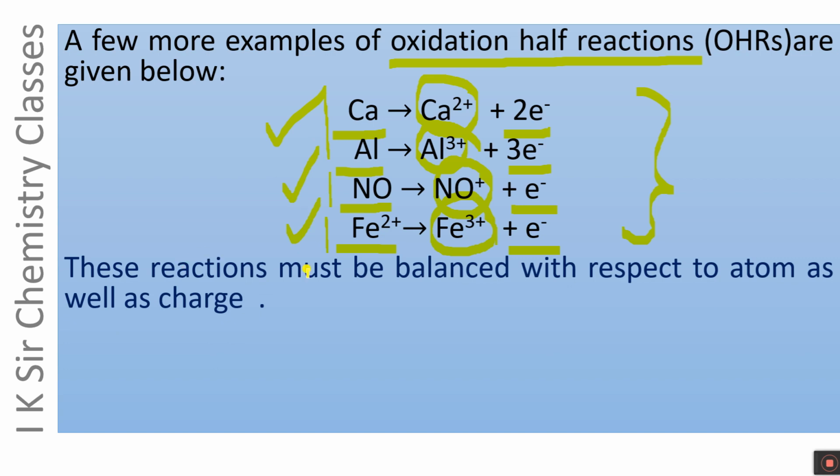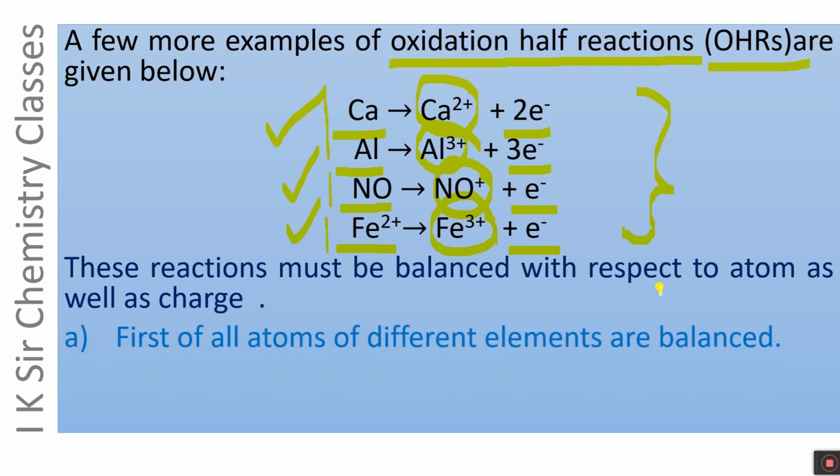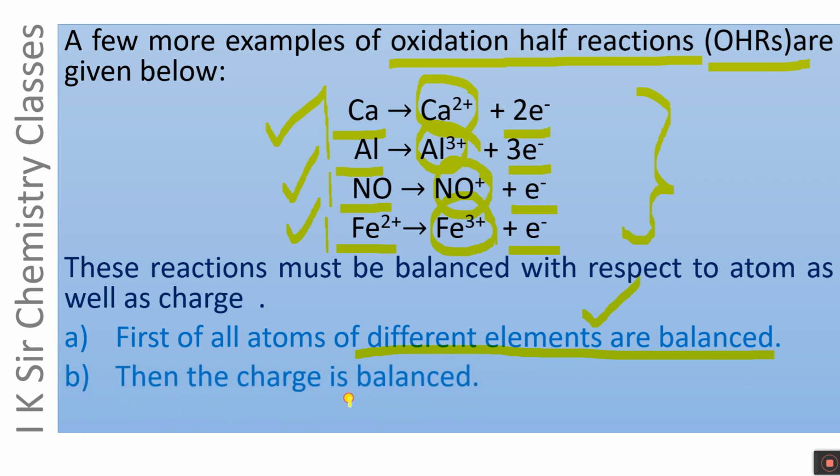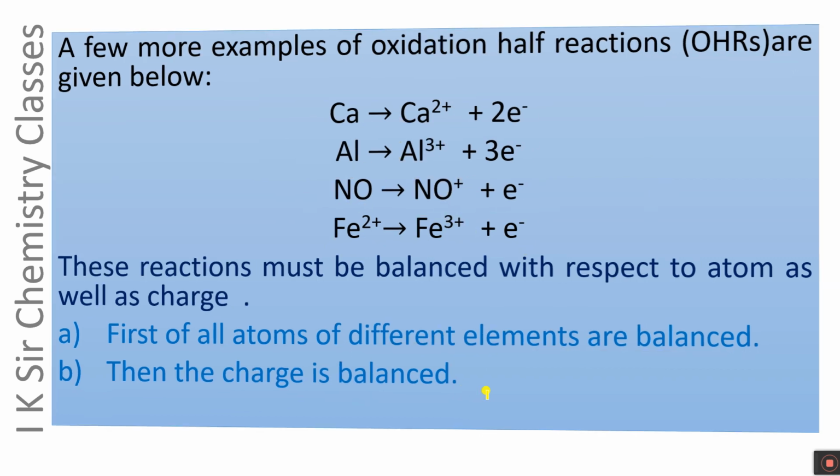These oxidation half reactions must be balanced with respect to atom as well as charge. First of all, atoms of different elements are balanced, and thereafter the charge is balanced. Let us see an illustrative example.